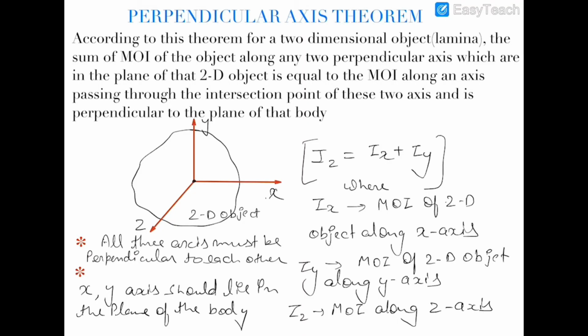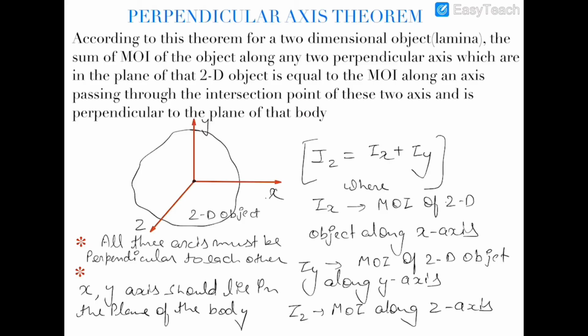So according to this theorem, for a two-dimensional object, which is also called a lamina, the sum of the moments of inertia of the object along any two perpendicular axes which are in the same plane as that 2D object is equal to the moment of inertia along an axis which is passing through the intersection point of those two axes and perpendicular to the plane containing that body. Now I'll explain this in detail.